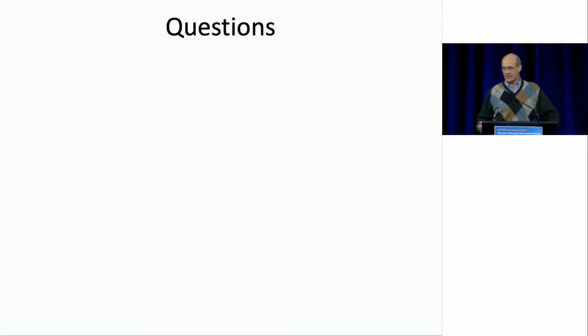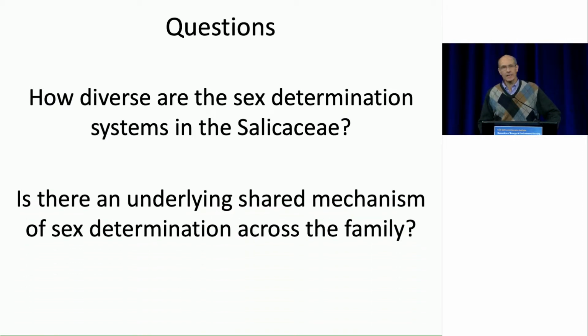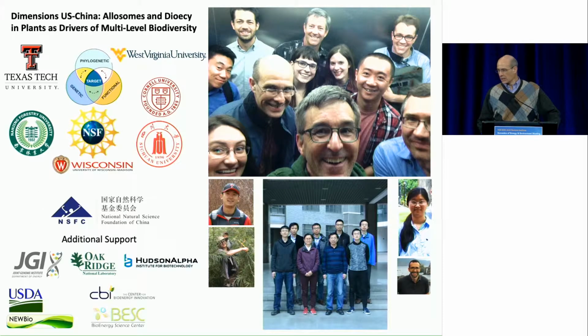So, questions we're addressing today are, first of all, how diverse are the sex determination systems in the Salicaceae? So that's both from the standpoint of whether they're XY or ZW, and also based on the location of the sex determination system or locus. And secondly, is there an underlying shared mechanism of sex determination, as you might expect if there's a single origin of dioecy? So most of the work I'm going to tell you about is from a big collaboration funded by the NSF Dimensions of Biodiversity program that really builds off of resources that we developed as part of the Bioenergy Science Center and more recently the Center for Bioenergy Innovation, and also through community sequencing projects.